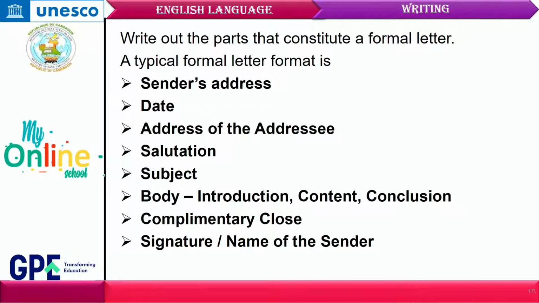Good. And write out the parts that constitute a formal letter. So, a typical formal letter has this format. We have the sender's address, the date, address of the addressee, the salutation, the subject, the body, including the introduction, the content, and the conclusion. Then you have the complementary clause, the signature, and the name of the sender. I hope you had this order. A clap to you.